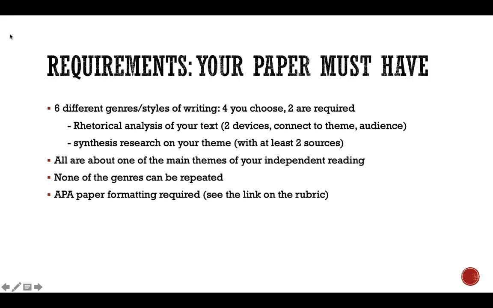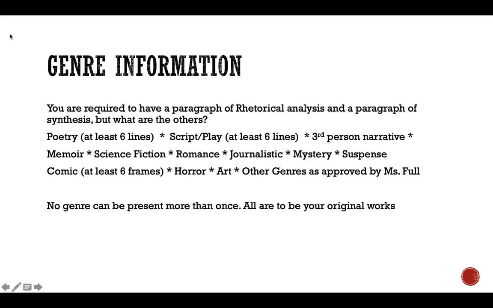This is going to be part of our week 5 work. And they're all going to be about just that one main theme of your independent reading. None of the genres can be repeated, so I can't have 2 different rhetorical analysis paragraphs. And you have to have APA formatting, and you'll see the link on your rubric that'll help you through that. Some genre information. So you're required to have that paragraph of rhetorical analysis and a paragraph of synthesis, but what about the others? So when we talk about the others, you pick the other 4, and there's lots of flexibility.